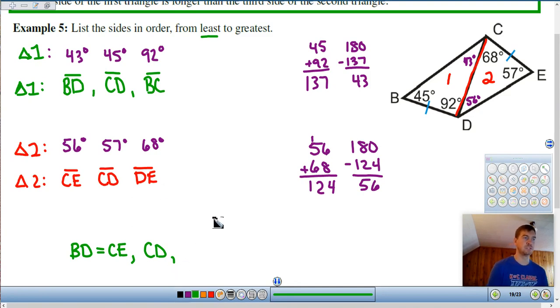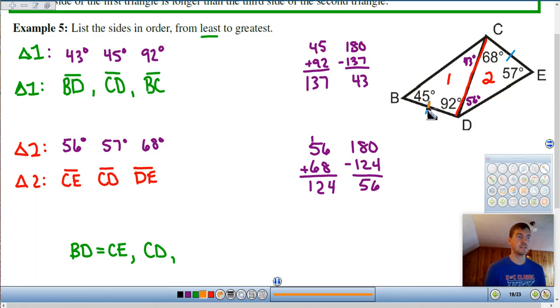What about BC or DE? They're from different triangles. And some of you are probably like, we can just tell by looking. We're not allowed to do that. So this is where we're going to apply the hinge theorem.